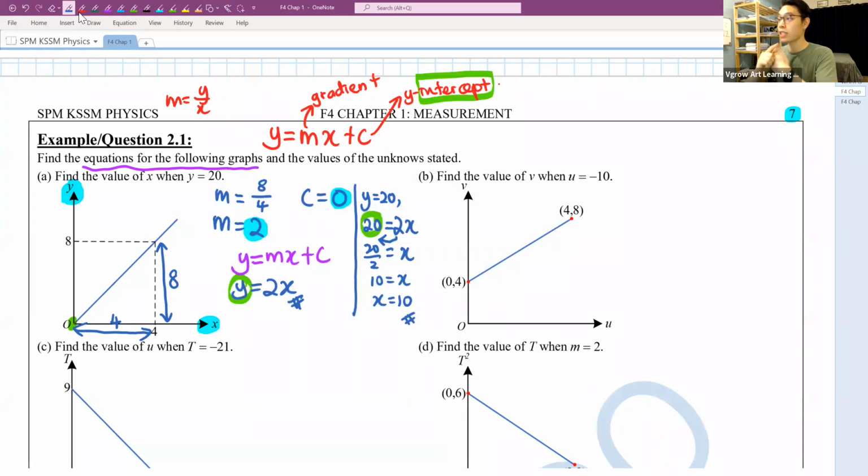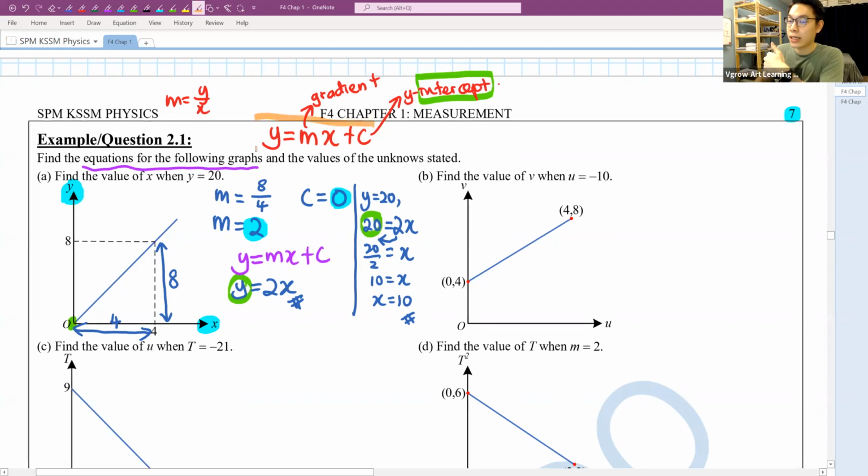Okay, so for any straight line, you can find the gradient. You can find the c, and then you put into y equals mx plus c. Then you can get the equation already. Equation, very useful one. You can sub in any x value, any y value, you can get the other one. Okay, you put in x, you will get y. You put in y, you will get x.